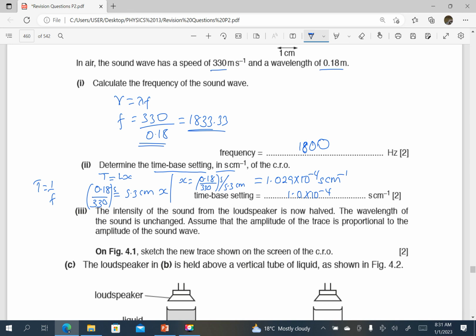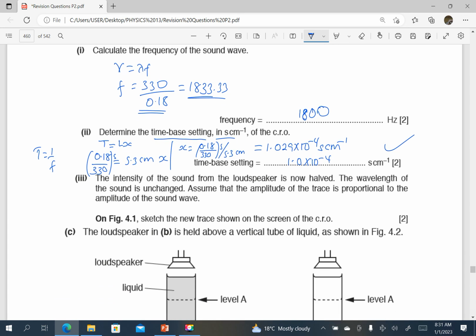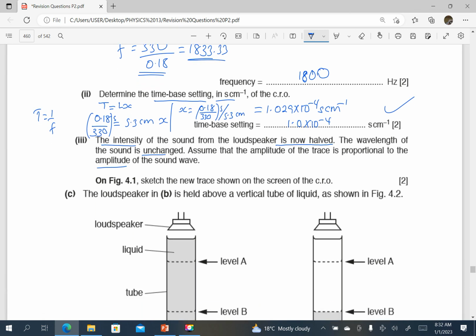By the way, for this, I'll record an independent video for this particular area so that people learn the practice of that. The intensity of the sound from the loudspeaker is now halved. Remember, intensity is directly proportional to amplitude squared. The wavelength is unchanged. Assume that the amplitude of the trace is proportional to the amplitude of the sound wave. Sketch the new trace shown on the screen of the CRO.